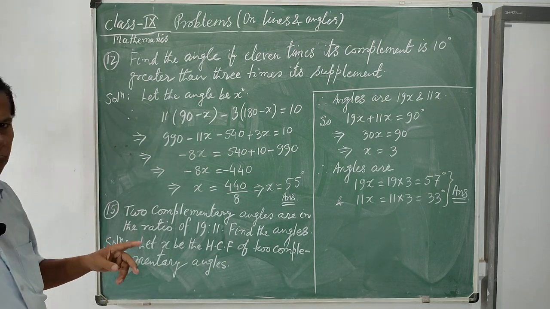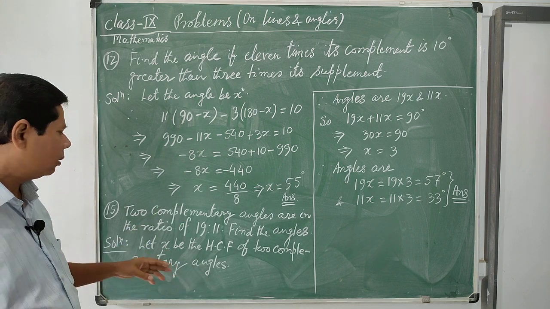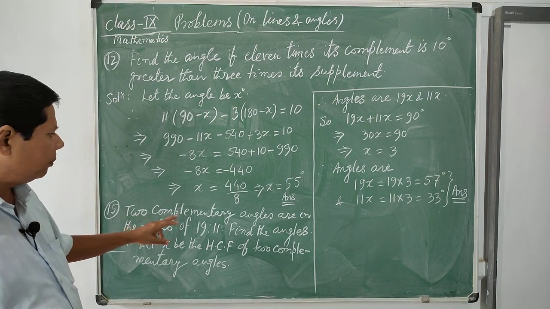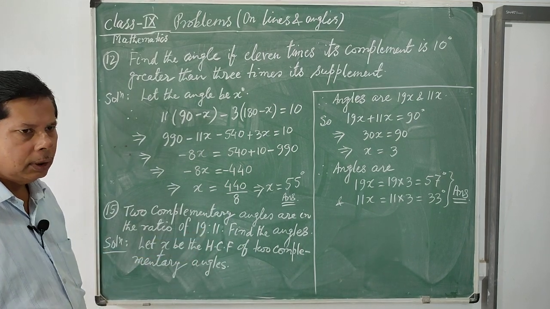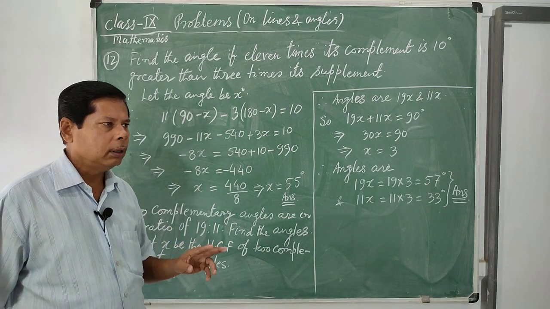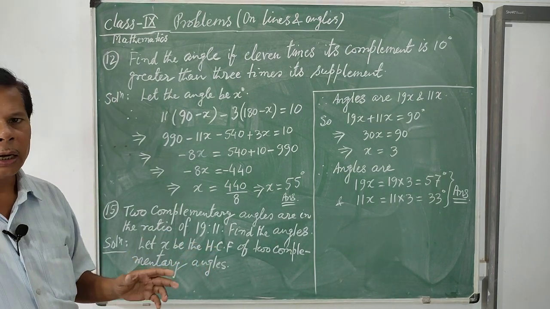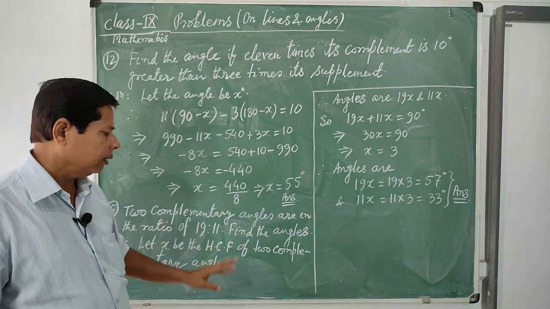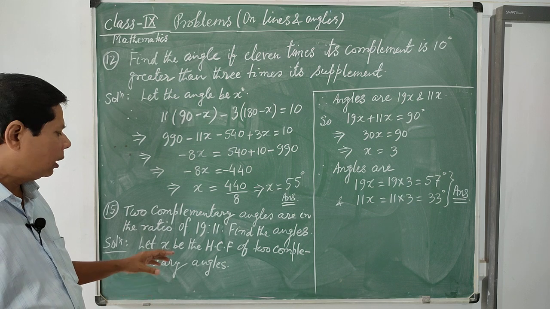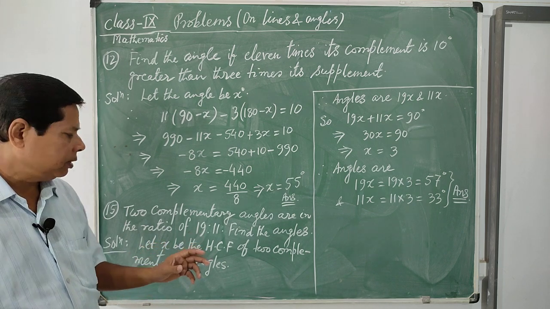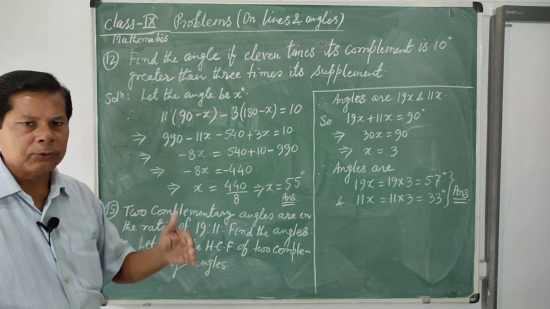Next question is question number 15 in the unsolved part. The question is, two complementary angles are in the ratio of 19:11. Two angles are given whose ratio is 19:11 and they are complementary angles. So find the angles. Since the ratio is given, there may be some HCF between these two. This is 19 by 11, so it is in reduced form.